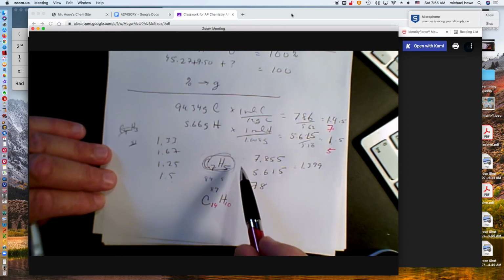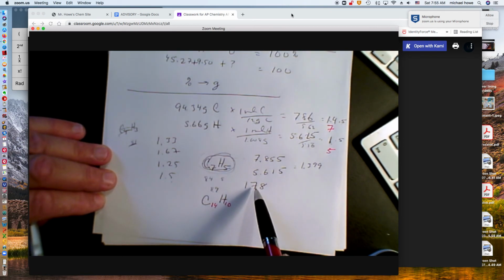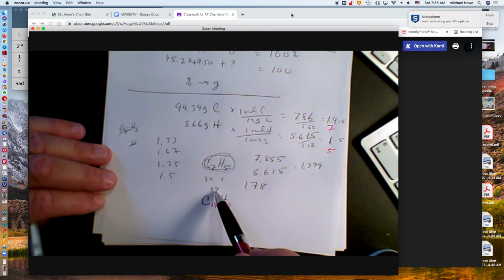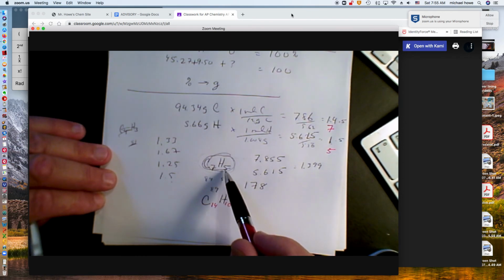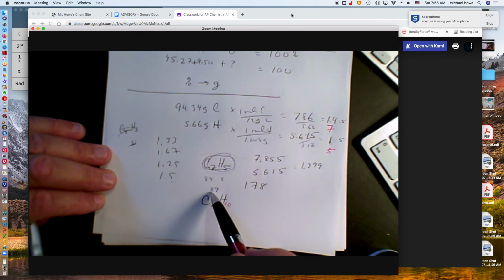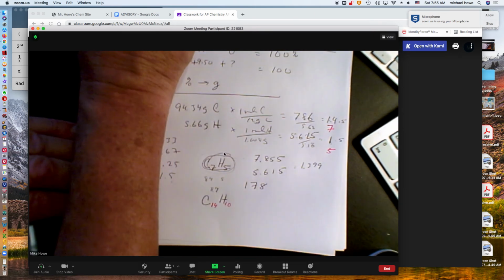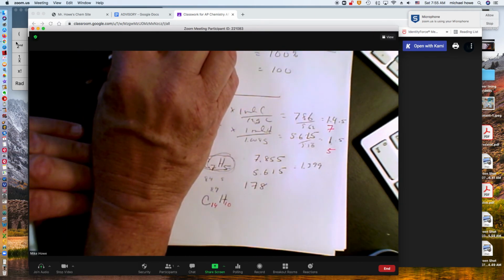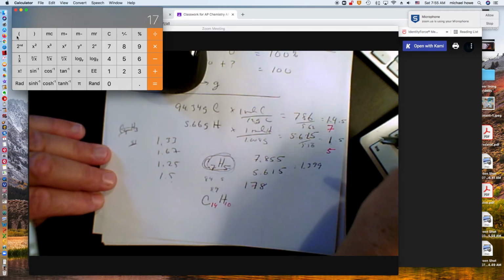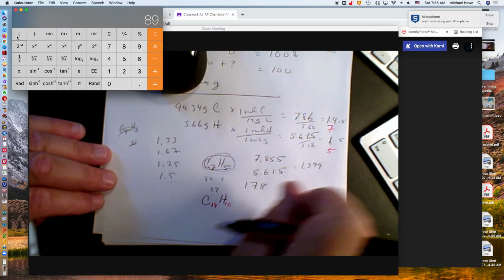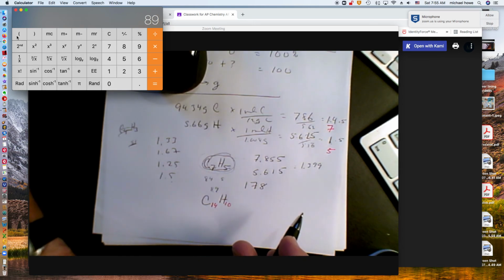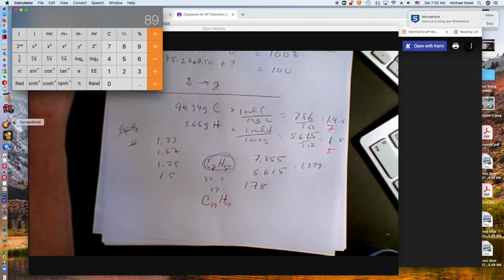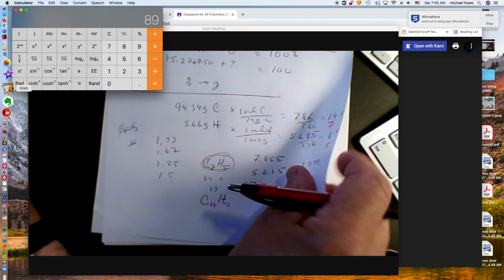But since the molecular weight is 178 and the empirical formula weight is only 89, and I got that by 7 times 12 for carbon, 5 times 1 for hydrogen, together is 89. 89 times 2 is 178. I'll show you real quick, just in case you don't believe me. 178 divided by 2, see, 89. So that's how you handle that kind of a problem. All right, now let's go on to 39.